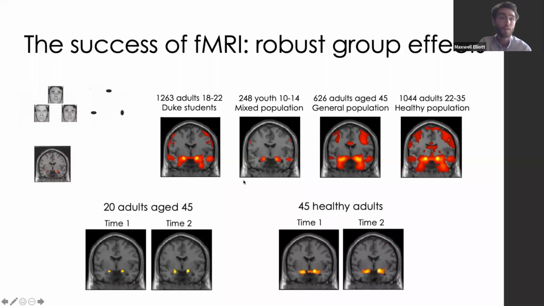This is also true if you do test-retest studies. You bring in the same subjects twice. In the case on the left, we had 20 subjects who were age 45. On the right, we had 45 young, healthy adult participants. And in each case, you bring the same people back. You robustly and reliably get this signal in the amygdala.